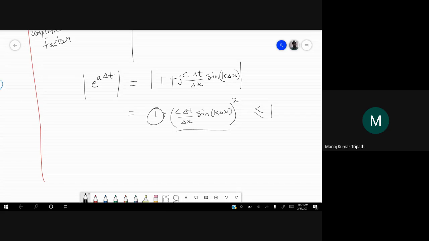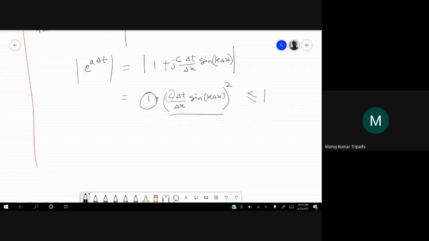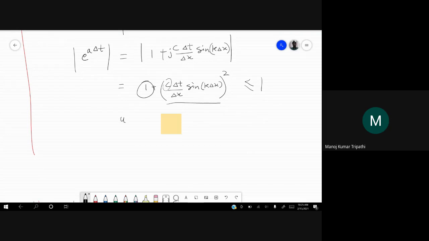It is only possible if the second term goes to 0. But for any general mode, when sine theta is not equal to 0, this is only possible when delta t goes to 0 or delta x is infinitely large or speed is 0. So practically that condition will never arise. So this is unconditionally unstable. That's what we say from here.